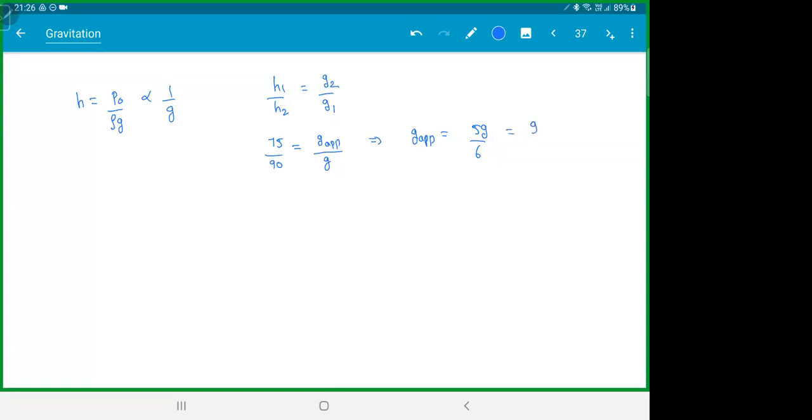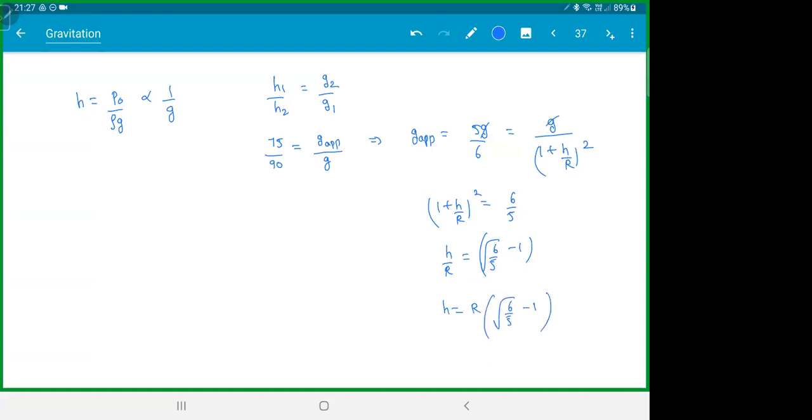So the g apparent formula is g into 1 plus H by R whole square in the denominator. Remember, the change is not small, the change is big. It has changed by almost 1/6, about 16% change. You can't use an approximate formula. The g will cancel. You get 1 plus H by R whole square is 6 by 5. So H by R is equal to root 6 by 5 minus 1. So H is equal to R into root over 6 by 5 minus 1. That's your answer. Check. Is this clear, everyone?